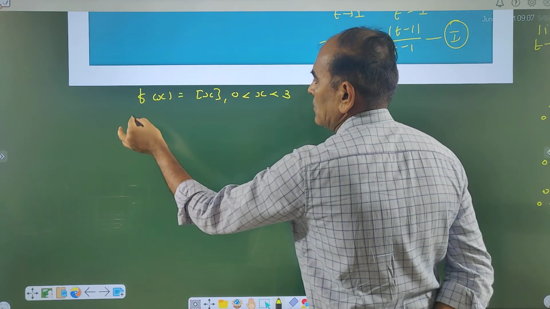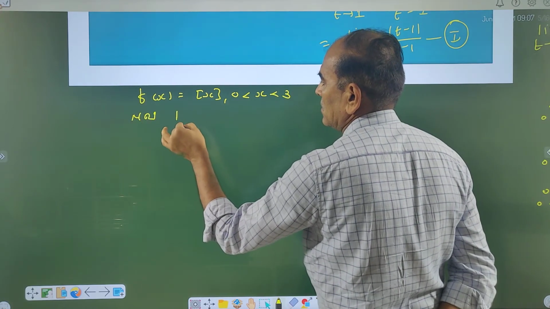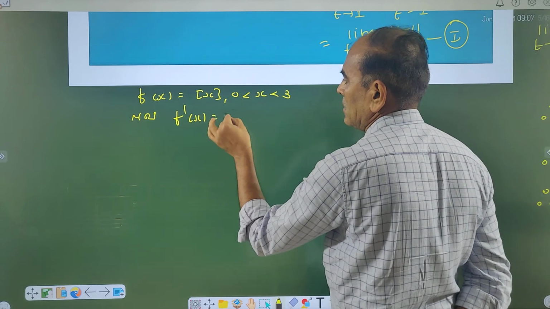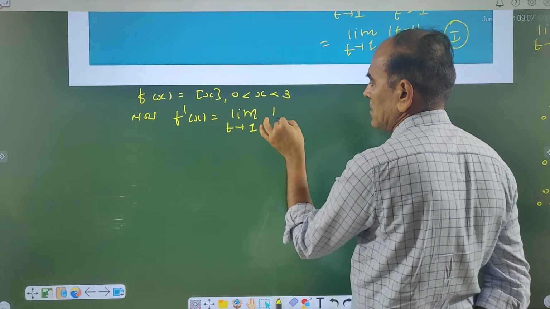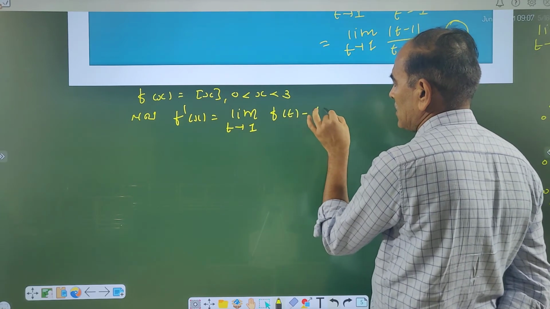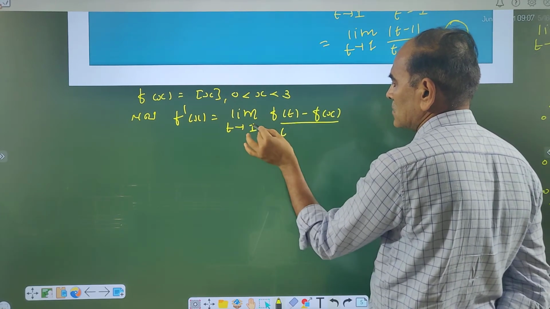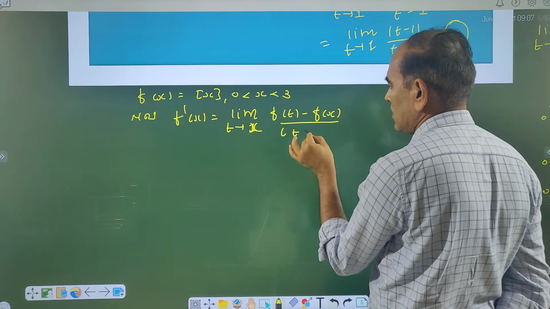You can write directly also, but write it step by step. What is f dash x? Limit t tends to x, f of t minus f of x, t tends to x, over t minus x.